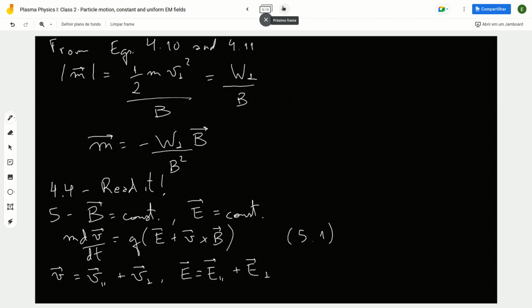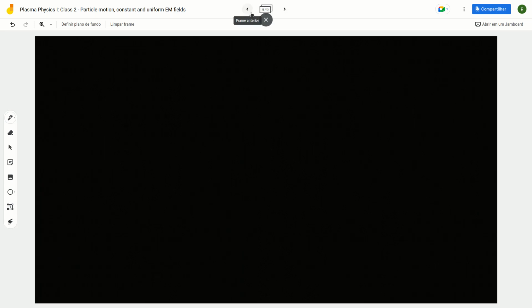Actually, I should enlarge the screen like this. Okay, so this is the electric field, this is the velocity field. What shall we do with this?